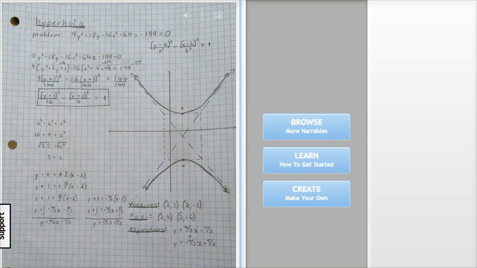And on the left you can see some formulas that I have to find the asymptotes, but you do not necessarily need those. And I also found the foci of the hyperbola, and that is something else added to the graph.